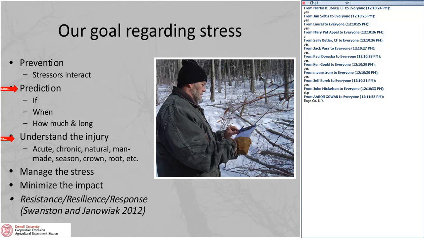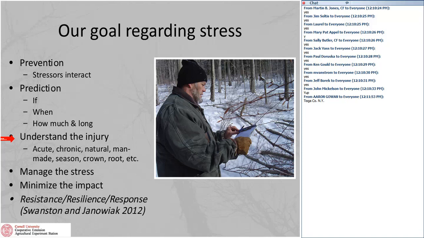If you understand the injury, the owner and the manager can gauge the extent of the response. So if the injury, and particularly knowing the source, whether it's acute or widespread, if it's chronic, if it's natural, all of the characteristics that make up that stress, knowing that is going to allow owners and managers to formulate the best possible response.